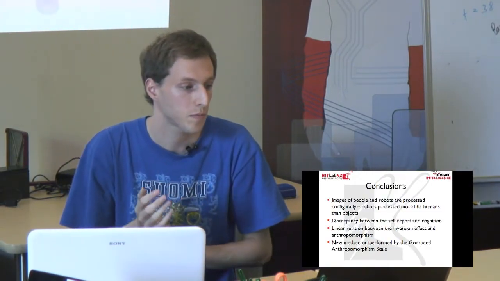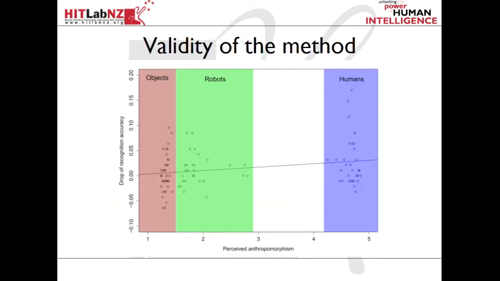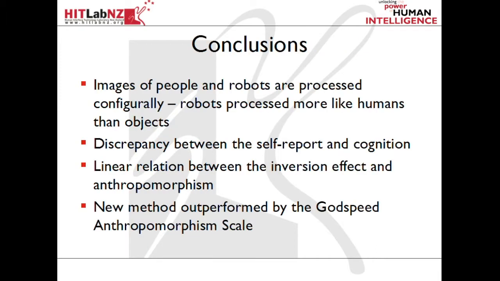As conclusions, we showed that the images of people and robots are processed configurally, and therefore robots were processed more like humans than objects. We furthermore found a discrepancy between self-report and cognition, and I'll just go back here. If you see on the anthropomorphic scale, the humans were on the right-hand side, but robots were rather close to the objects. However, if we consider the cognitive level, the inversion effects suggest that the robots were actually processed more like humans than objects. Furthermore, we found a significant linear relation between the inversion effect and anthropomorphism. However, as said, this new method was outperformed by the Godspeed anthropomorphism scale, and therefore probably its suitability is not as great as we had hoped for.